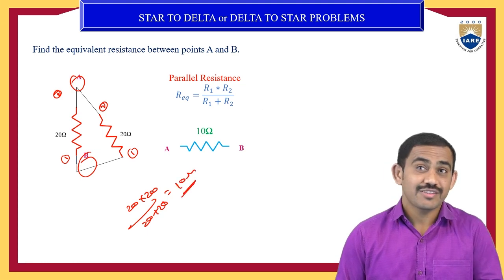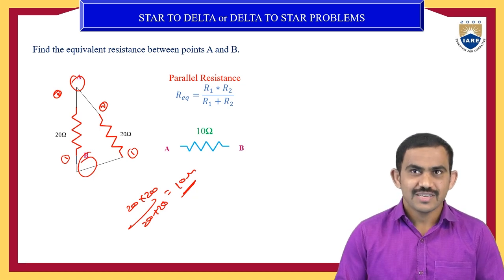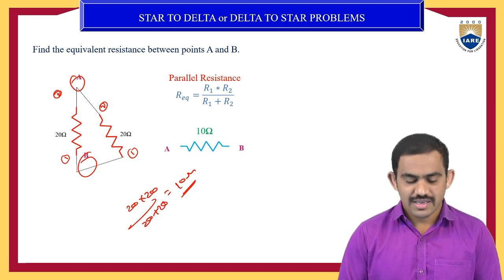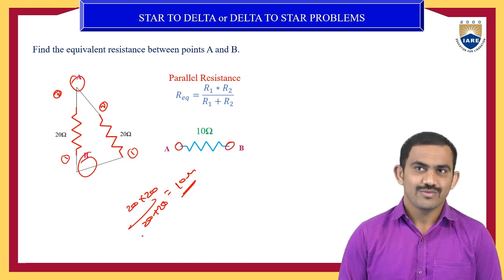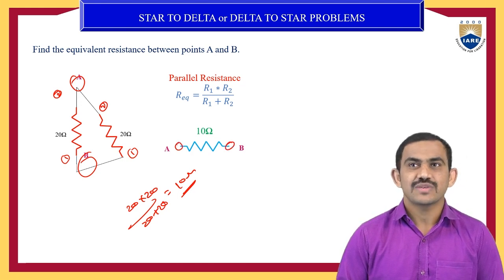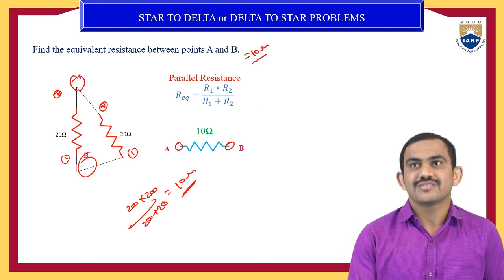Between A and B, we need to find the equivalent resistance, so up to the end we don't need to change that 20 ohms. At the last step, we change that value. So between A and B, how much will you get? Last, 10 ohms. That is the equivalent resistance between A and B: 10 ohms.